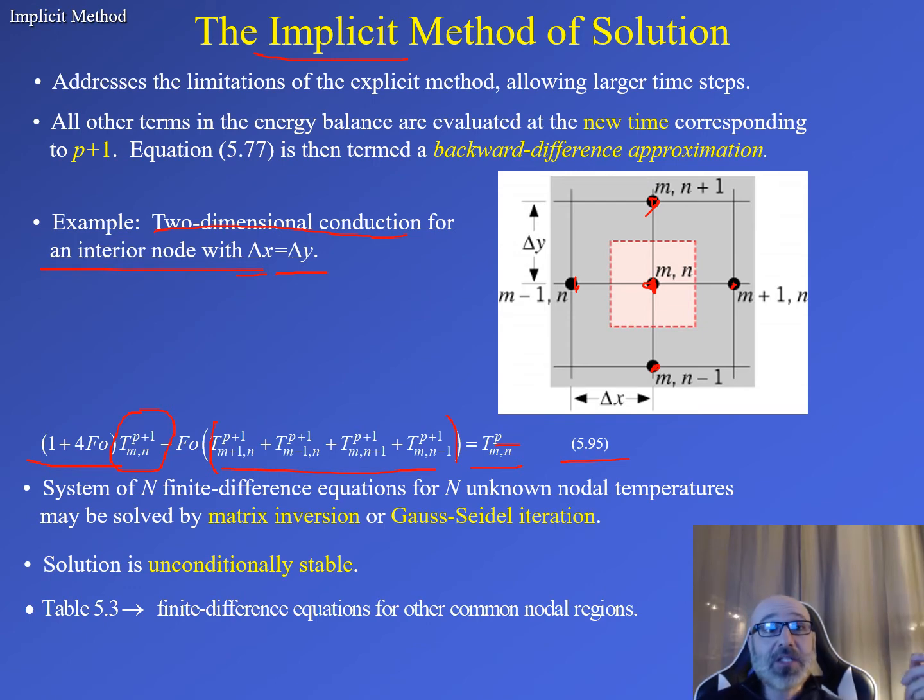Now, if we're looking at a system of N finite difference equations for some number N of unknown nodal temperatures, this can be solved using matrix inversion or Gauss-Seidel iteration. So that's a method that we can use to solve these if we're dealing with a system of those finite difference equations. One thing to note here, though, is that the solution is going to be unconditionally stable, which is nice compared to our explicit method. And now we can go over to our table 5.3 again and reference it for our finite difference equations for other common nodal regions as well.